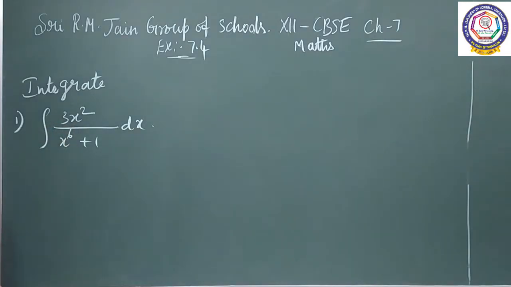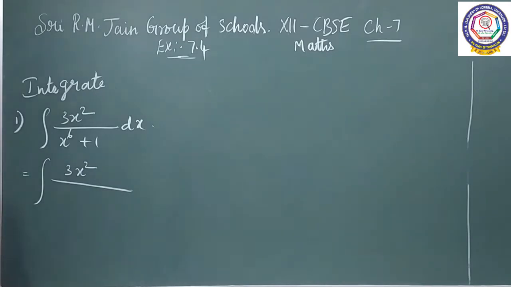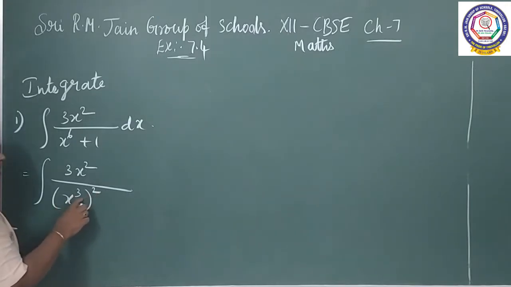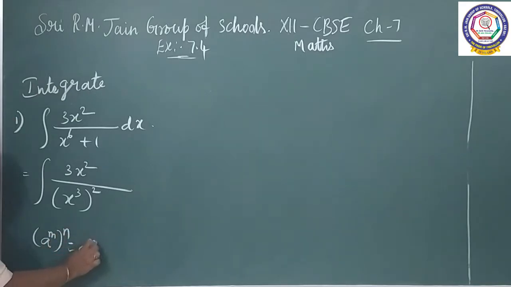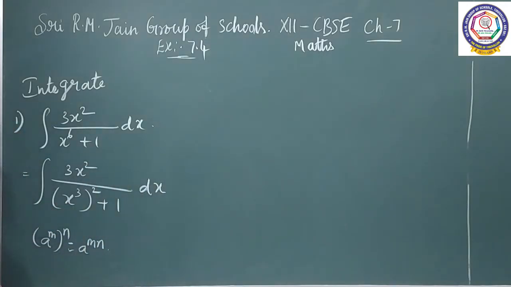This is 12th standard CBSE chapter 7 exercise 7.4, first sum: integral 3x square by x power 6 plus 1 into dx. Here x square, here x power 6. So you can take it as integral 3x square by (x cube) the whole square plus 1 into dx, because a power m whole power n equals a power mn, and 3 twos are 6.